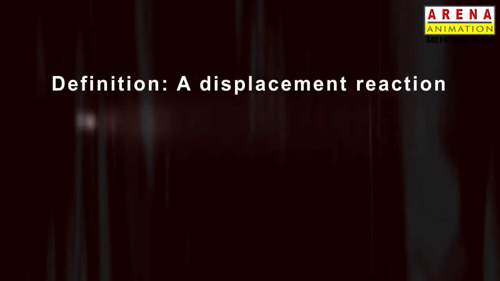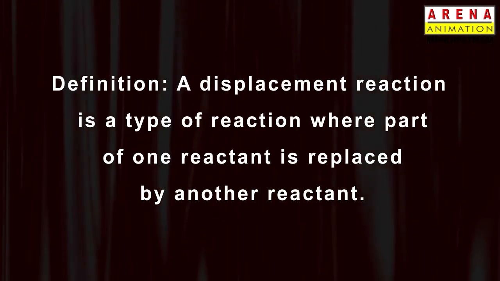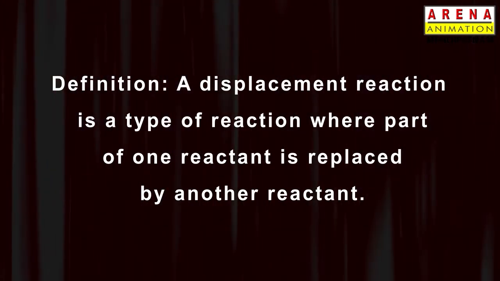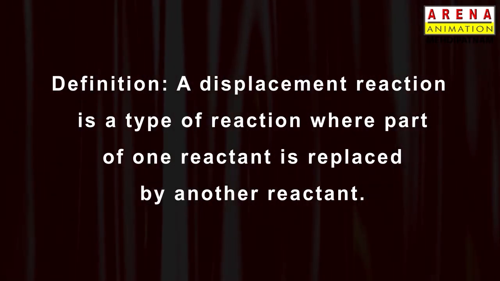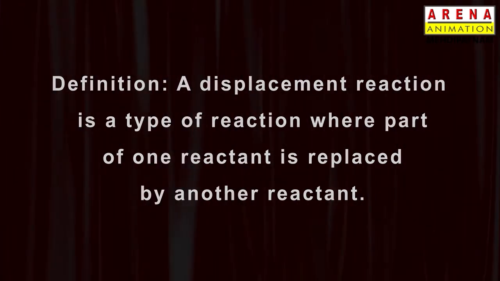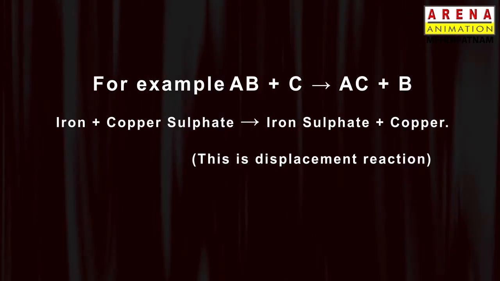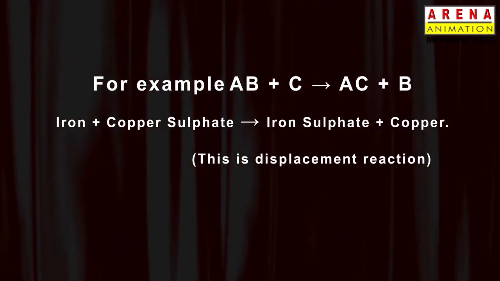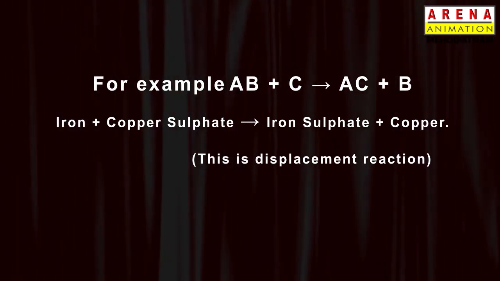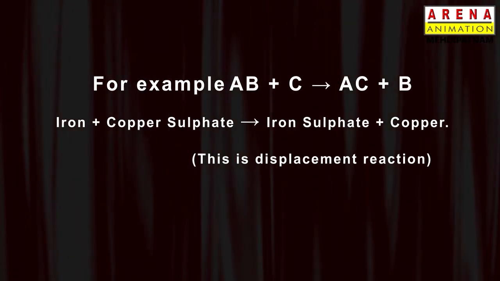A displacement reaction is a type of reaction where parts of one reactant are replaced by another reactant. For example, AB plus C gives AC plus B. Another example is iron plus copper sulfate gives iron sulfate plus copper.